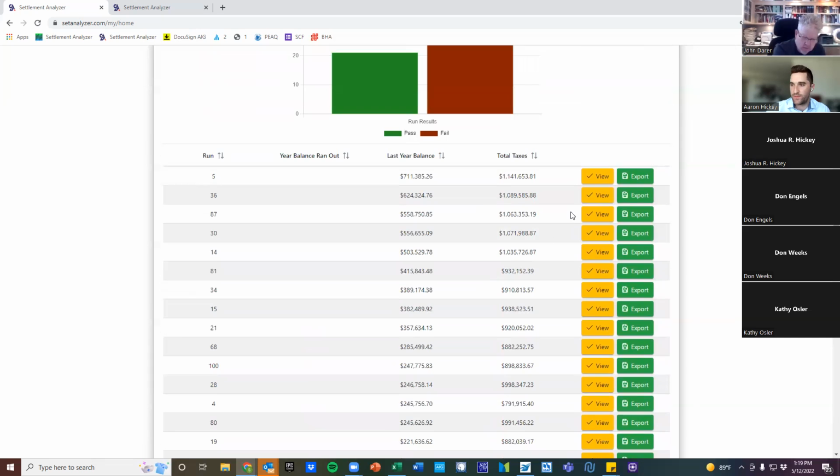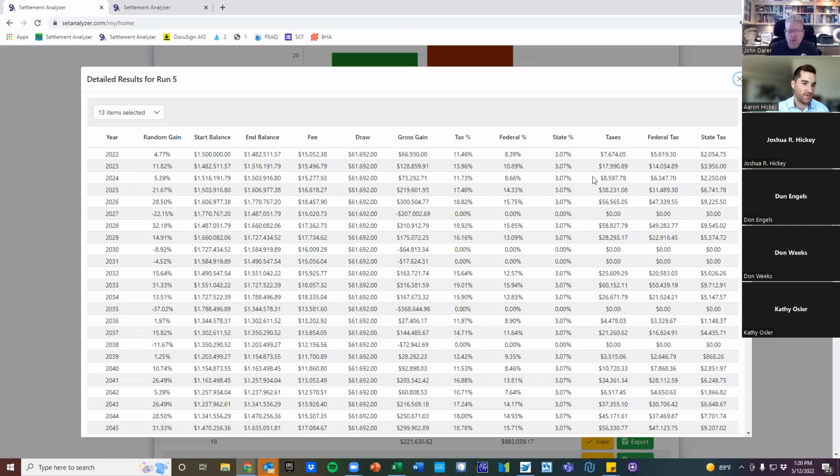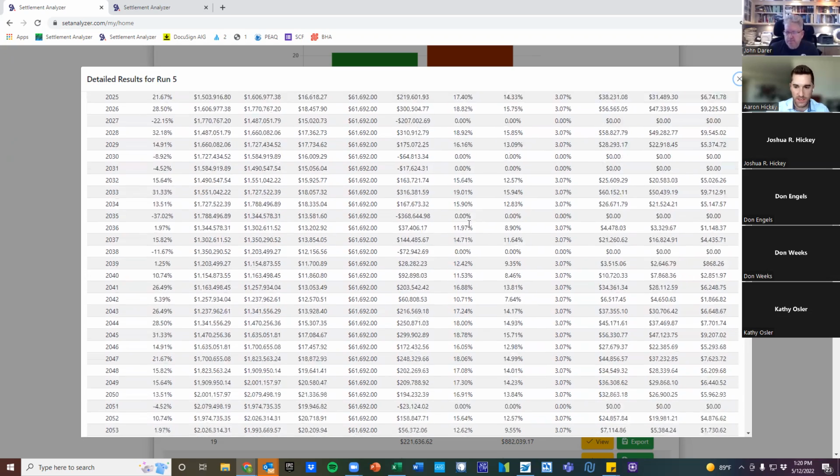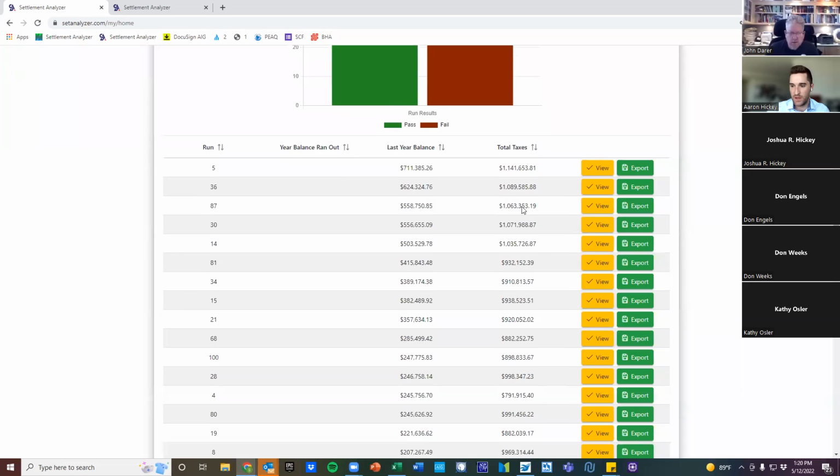When you come into this yellow part up here, you can click view. And what you'll actually be brought up is all of the data if you really are interested in a particular run. You can go through all of the data, all of the taxes, the fees, the draws, the balances from the first year all the way to the last year. And you can run all of that information through.